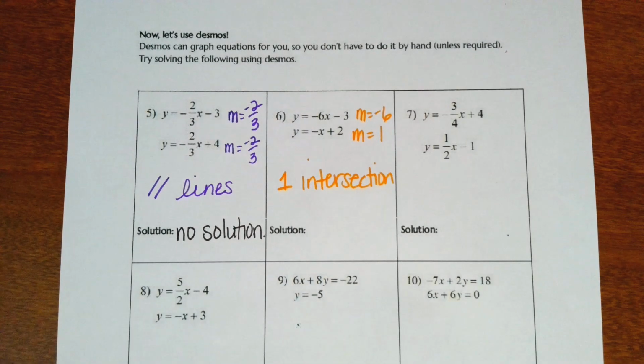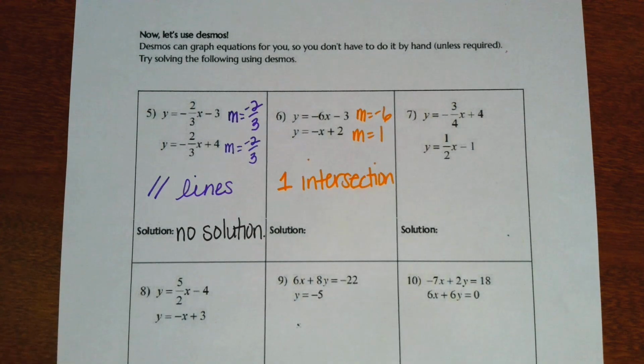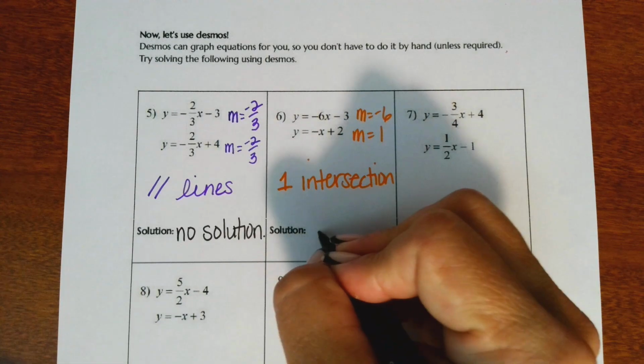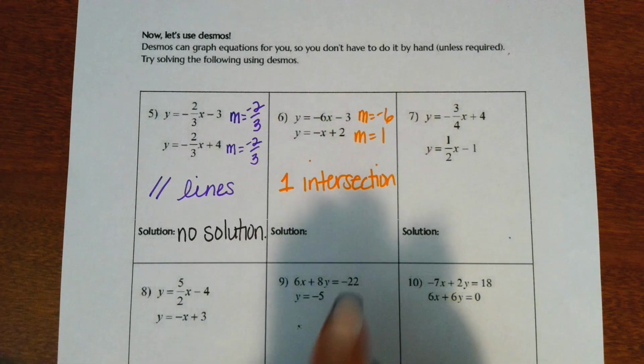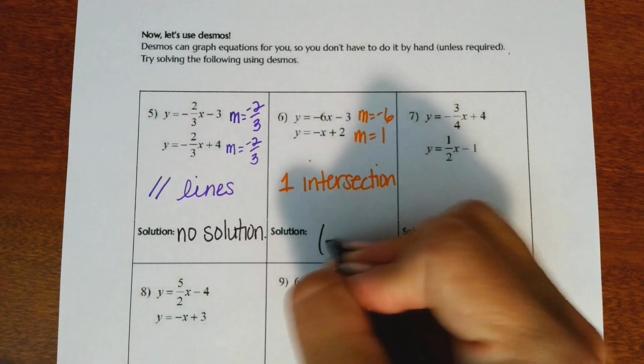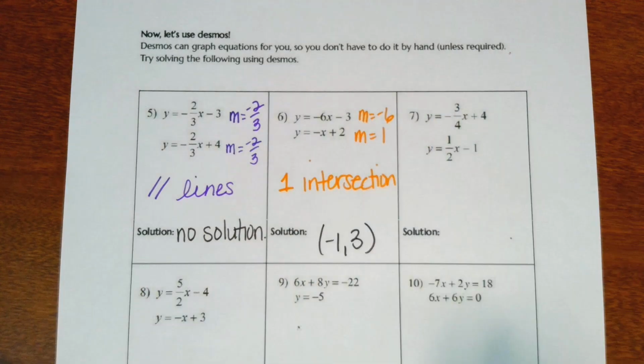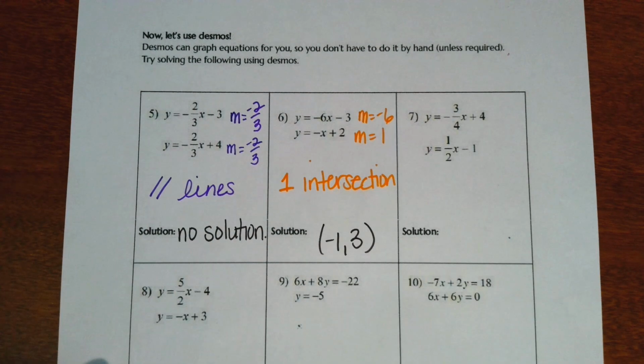Okay, go test it out. Make sure I'm telling you the truth. That one point of intersection, all you have to do is click on it, is going to be negative 1, 3. Okay, all right. Number 7.